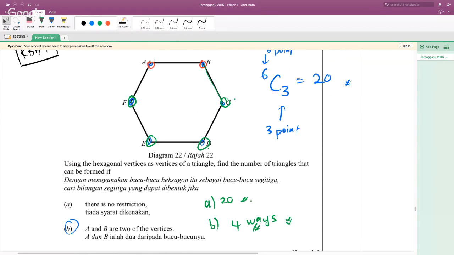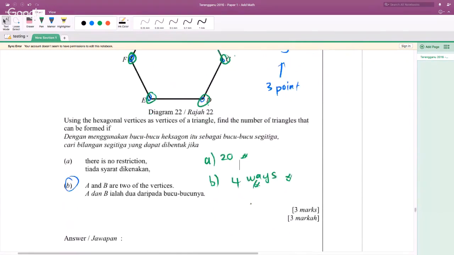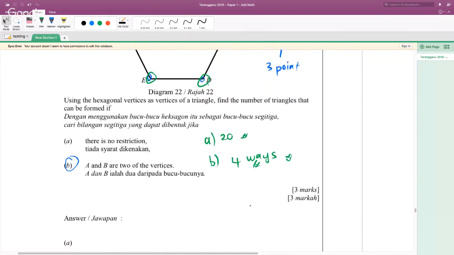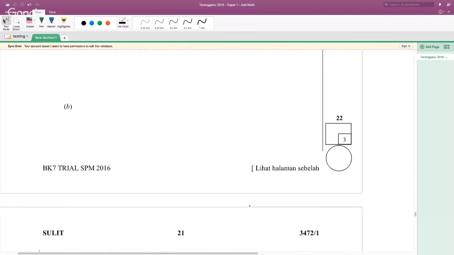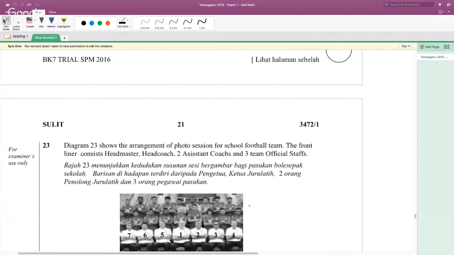Okay, so yeah, this question is quite KBAT, because at the beginning I tried to think about it until it was super hard, but at the end I found out that if you understand it, then it should be quite okay.